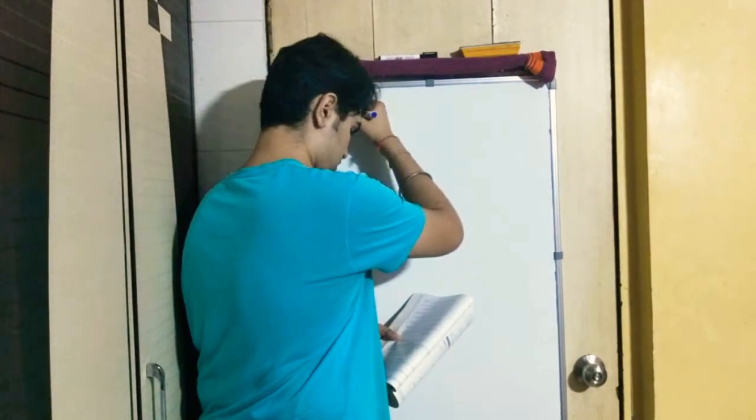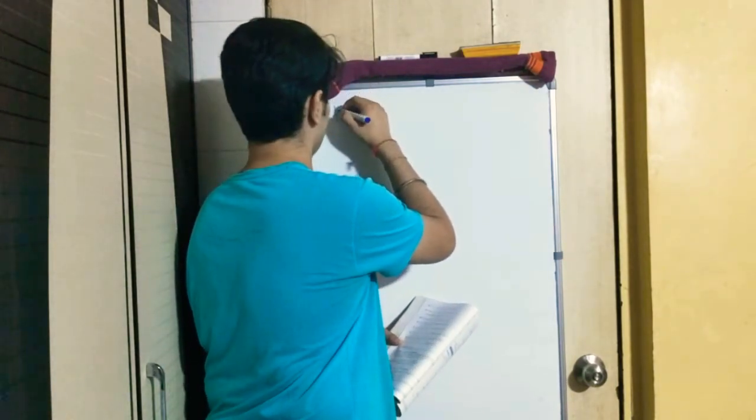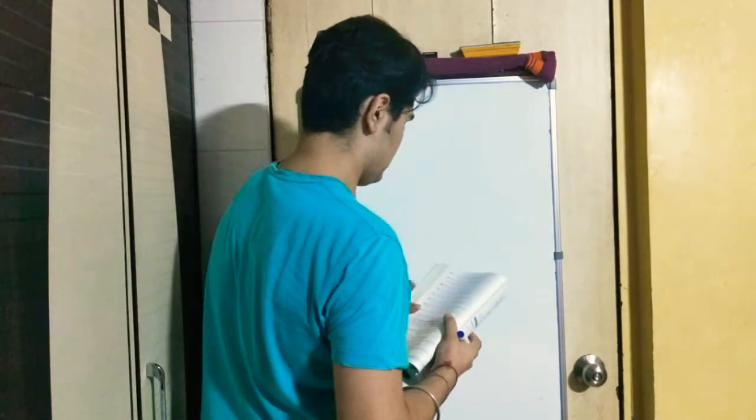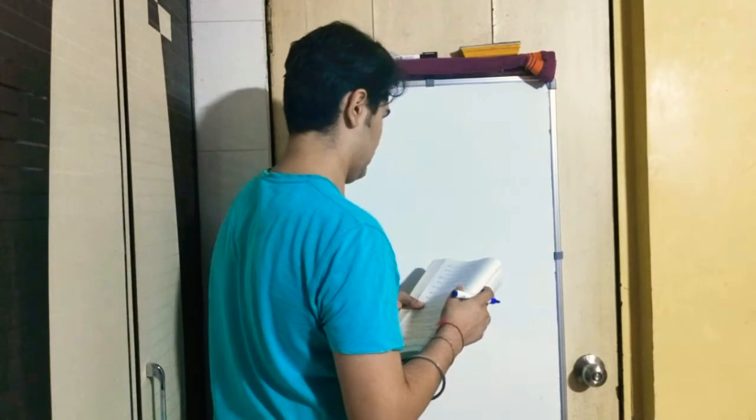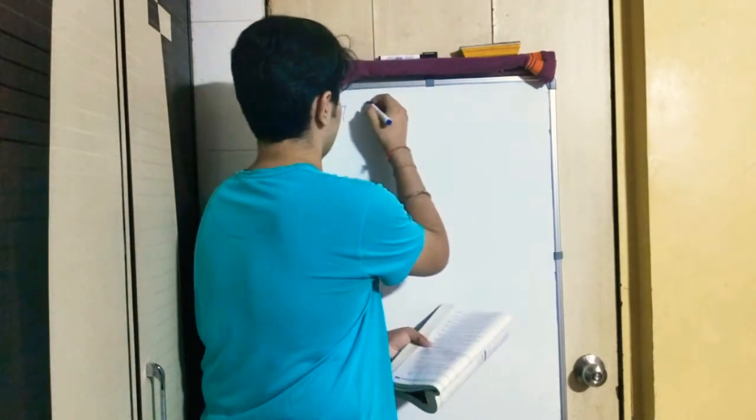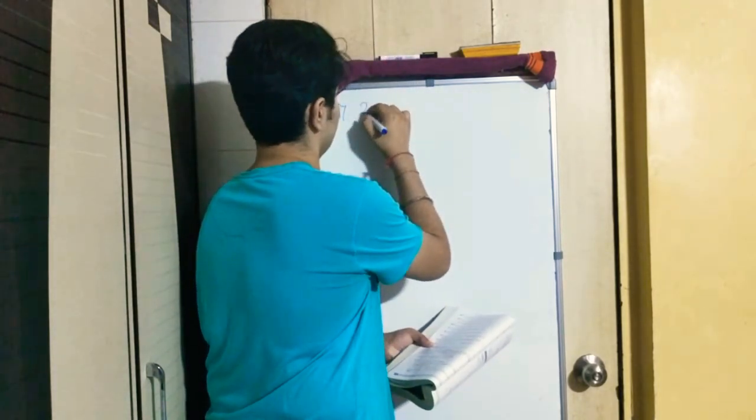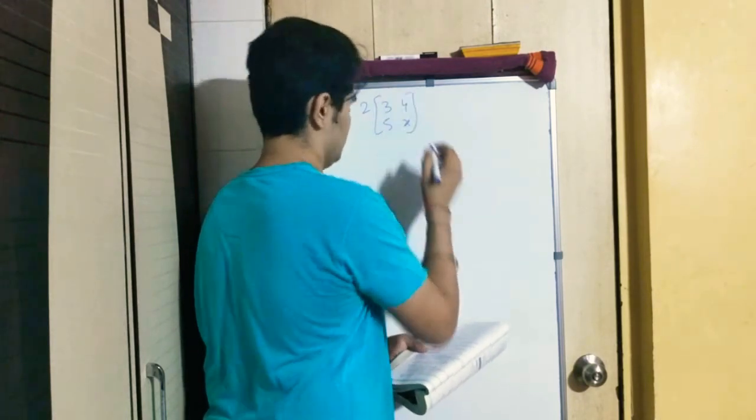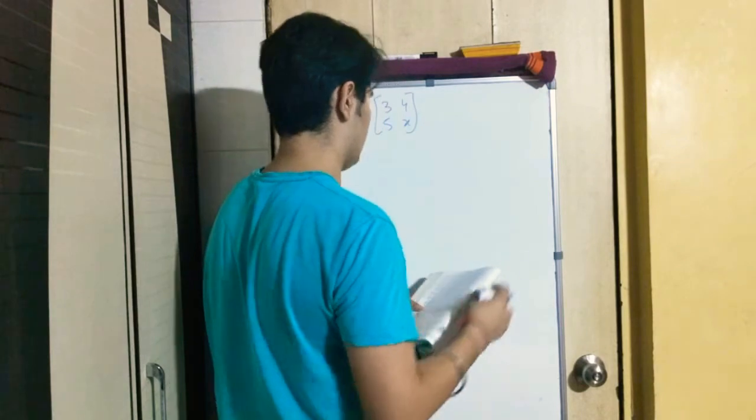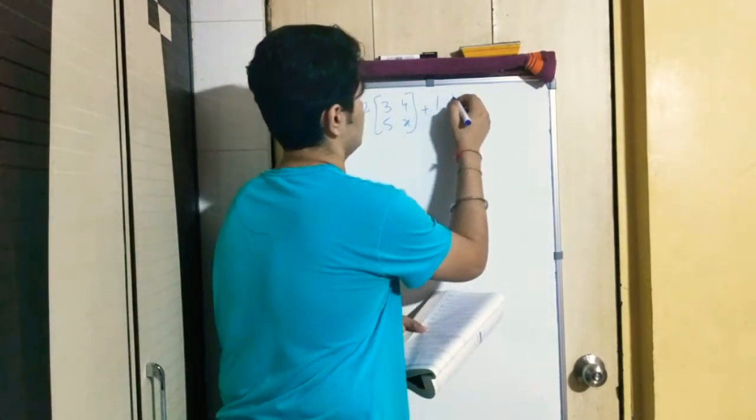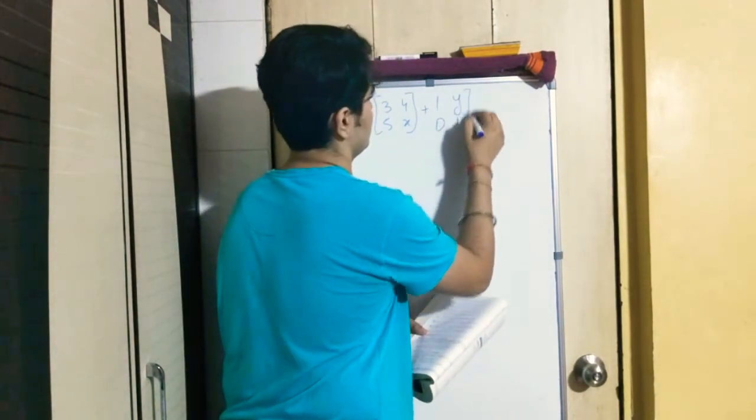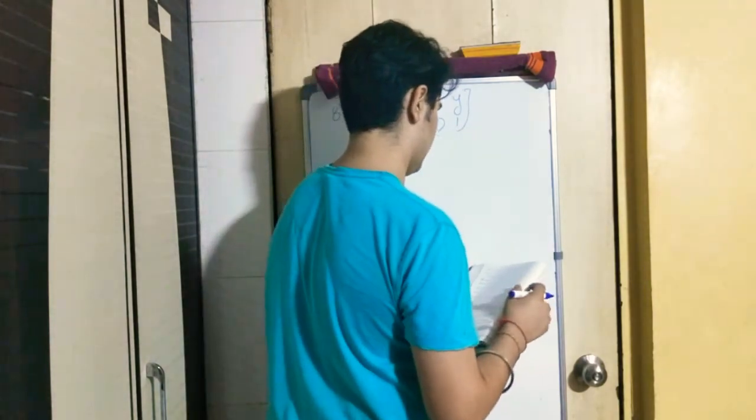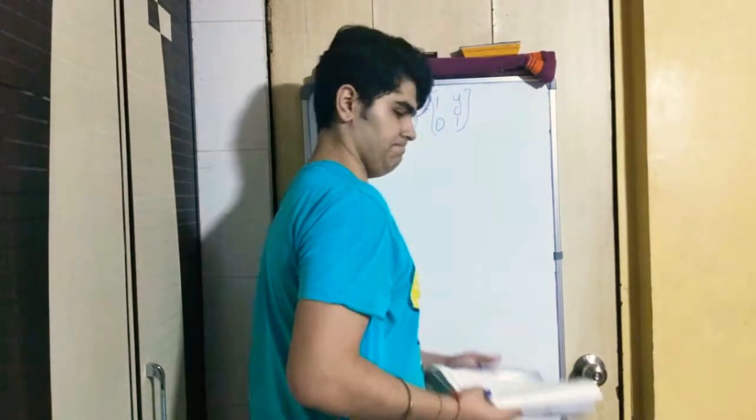8th sum, here it's 11. The matrix 2 3 2 and 2 3 4 5 6, plus 1 by 0 1, is equal to 7 0 10 5.